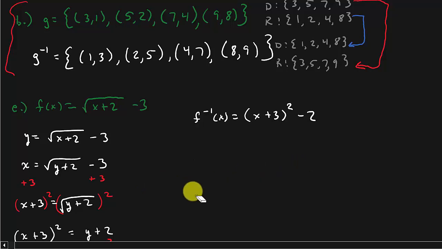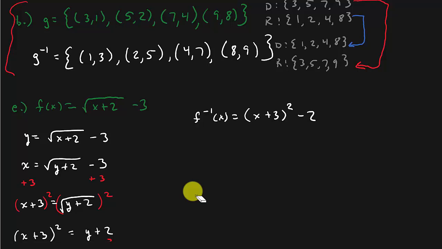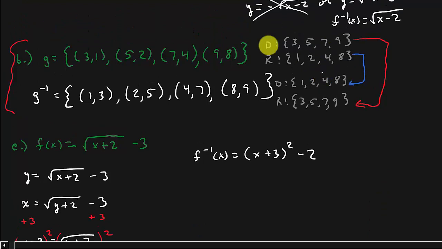Okay. So what we have to do is restrict this domain. We've got to restrict the domain and write down the restriction for the domain to make it 1-to-1. Now, remember what we talked about up here. The domain of the function is the range of the inverse. But also, the range of the function is the domain of the inverse. So if we look at this problem here, f of x equals the square root of x plus 2 minus 3. What's the range of this function? Well, the range of this function is the domain of the inverse.